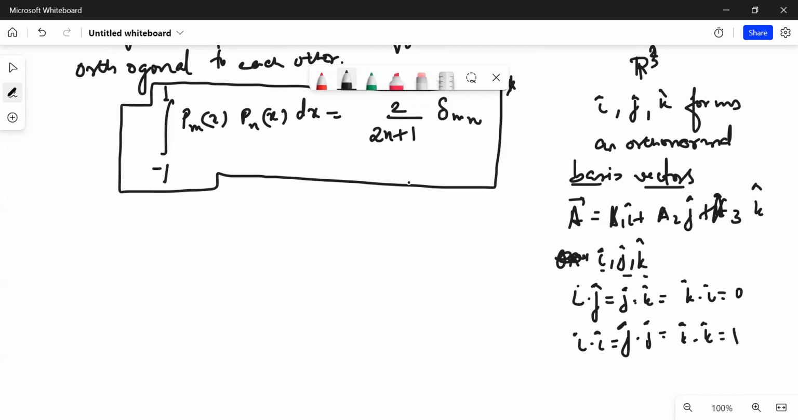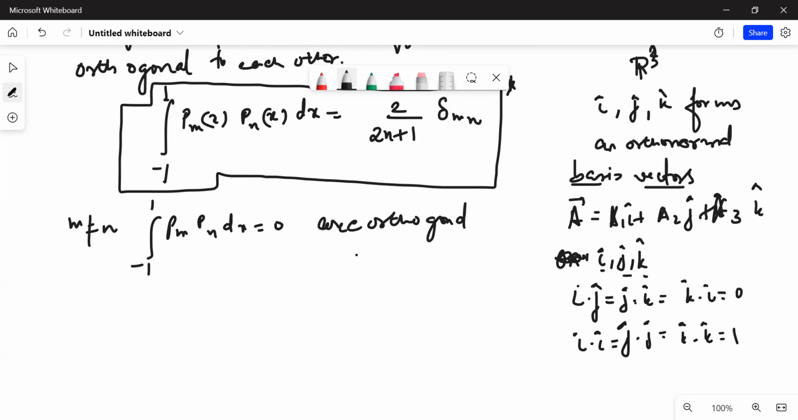This is what is encapsulated in the orthogonality relation also, because we know that if m is not equal to n, then this integral would be equal to 0. So what I mean is that if m is not equal to n, then P_m(x) and P_n(x) are orthogonal to each other. And if n is equal to m, then obviously this is some non-zero term, not equal to 1 but non-zero. So in another way, they can be said to be orthonormal to each other.